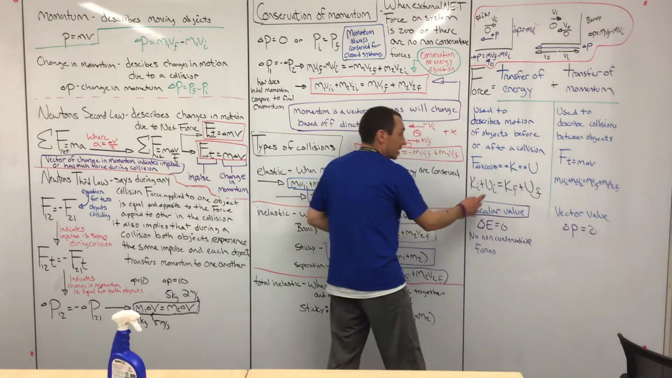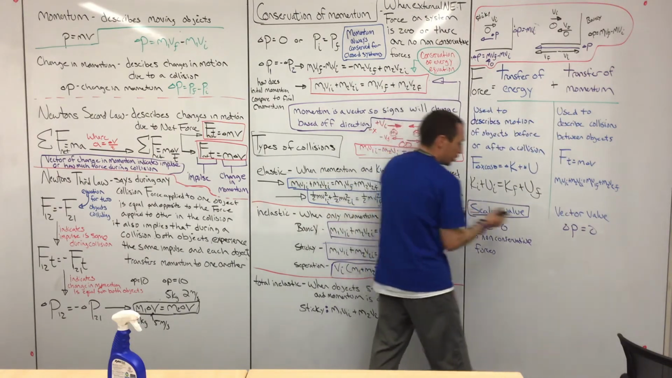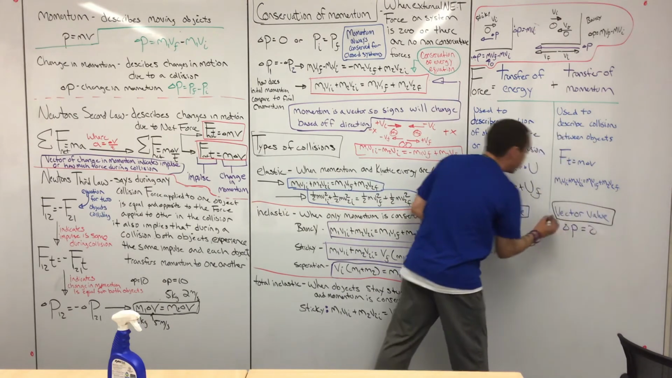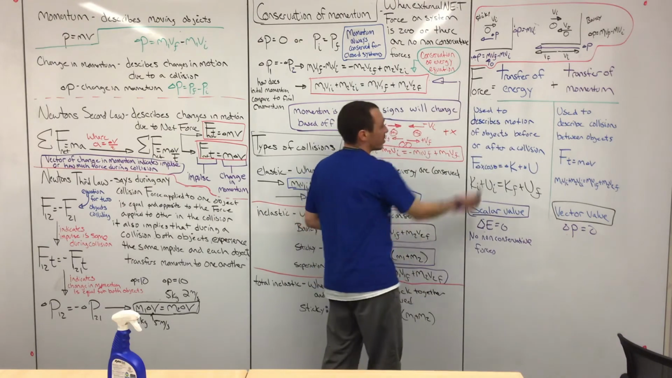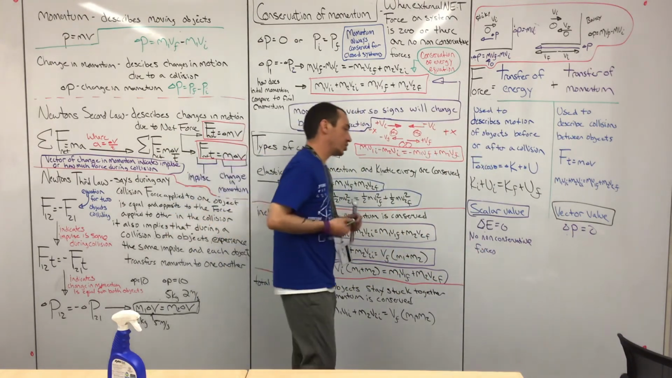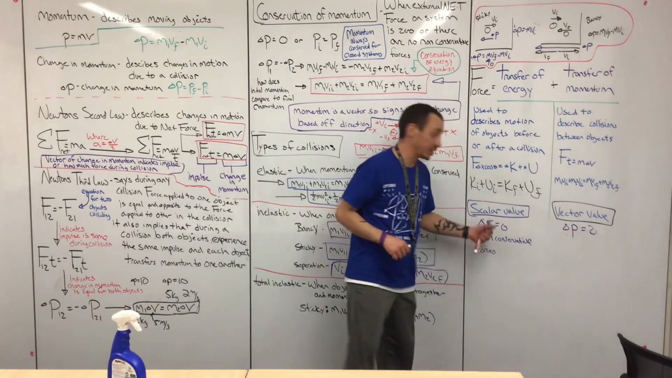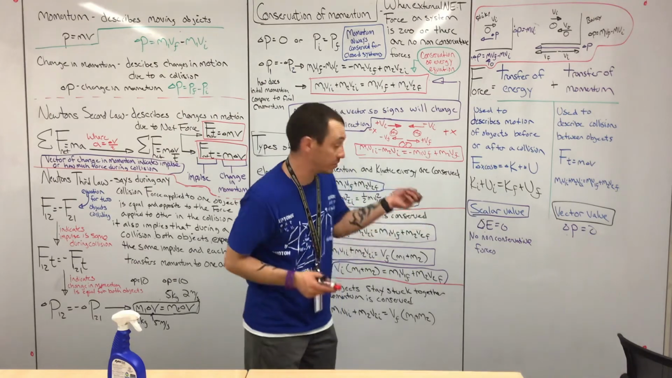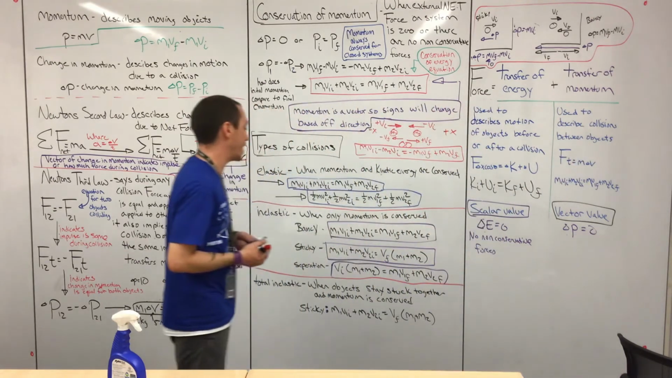So don't forget that energy is a scalar value, momentum's a vector value. Okay? When momentum's totally conserved, the change in momentum is zero. When the energy is conserved, the total change in energy is zero. That's when the energy is conserved. Okay, so don't forget those. That was a little review. But that's also how you use momentum and energy together, all right?